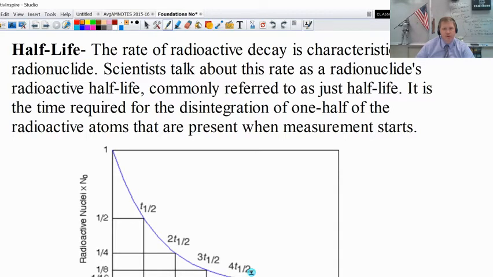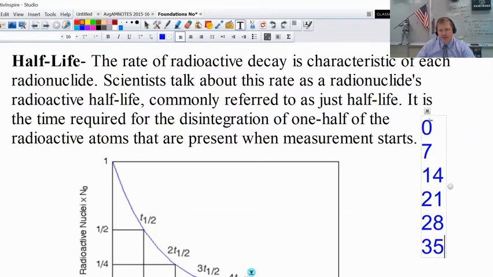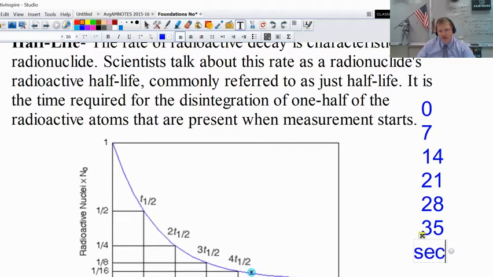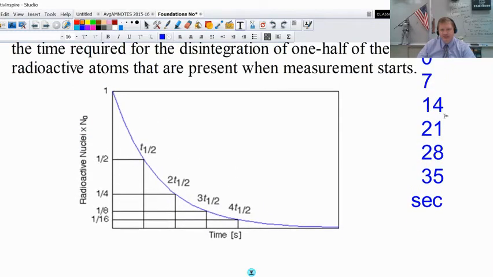Okay, starting again. Often when we're talking about radioactivity, we deal with half-life. And half-life is the idea that you are losing half. And so maybe we're just gonna put a time frame here. We're gonna go 0, and then 7 seconds, and then 14 seconds, and then 21 seconds, and then 28 seconds, and then 35 seconds. So you notice that my time frame here isn't changing. Each of these is 7 seconds apart. So the time component in half-life does not change.